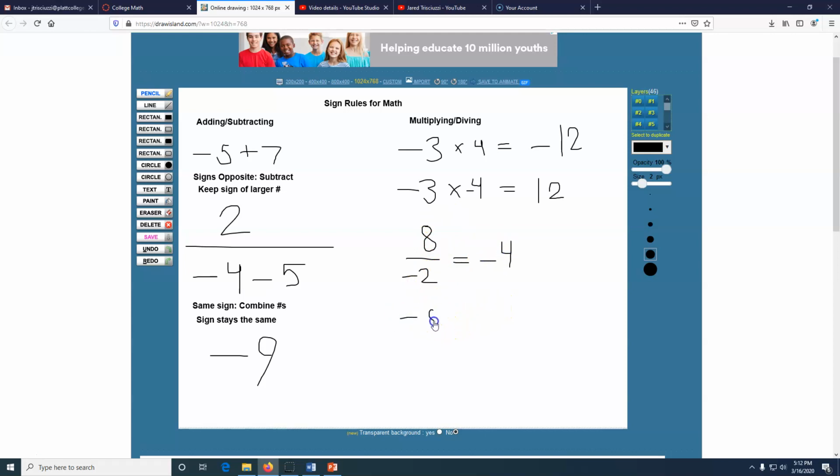If they were both negatives, then of course the negative signs would end up canceling each other out. Negative divided by negative, this would be a +4.